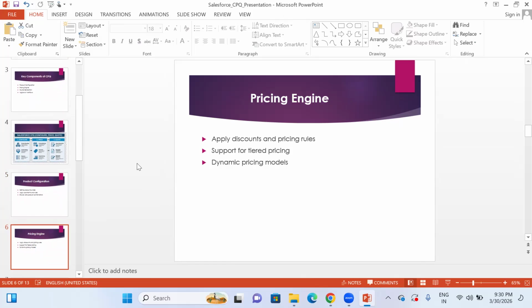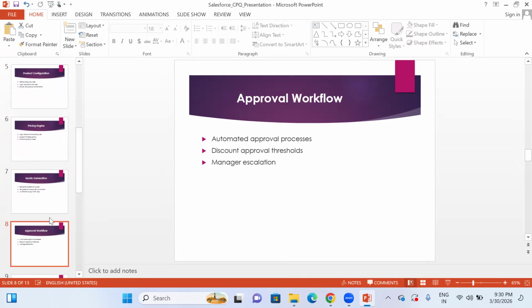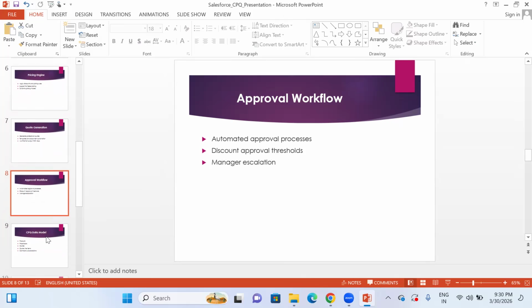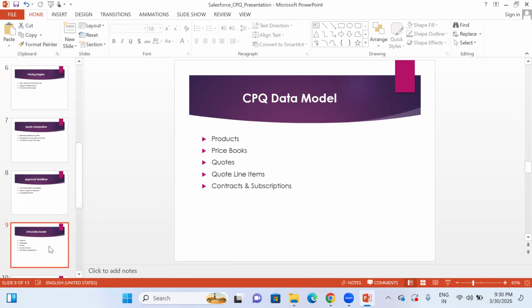We also support tiered pricing and dynamic pricing models. Third is approvals: automated approval workflows, discounts, and managing escalations. One important configuration item, as I told you in the beginning, is the data model, which consists of the products we offer, the different price books, the quotations we provide, the line items in the quotation, including any contract subscriptions.